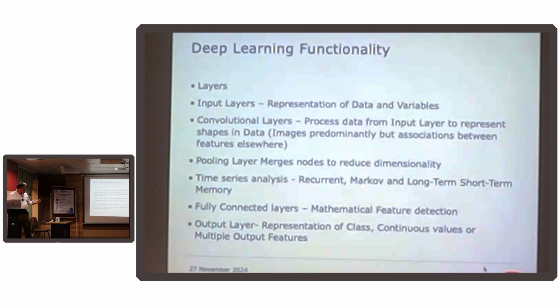So we have pooling layers. They merge nodes to try and reduce the dimensionality. So, if you've got a 20 megapixel image, the dimensionality of that's massive. You want to cut that down and to simplify it.